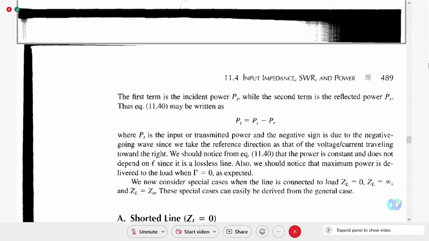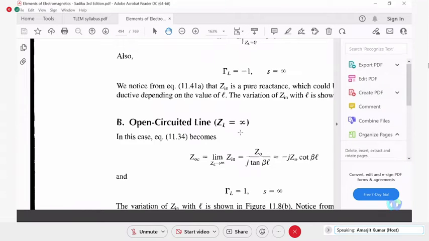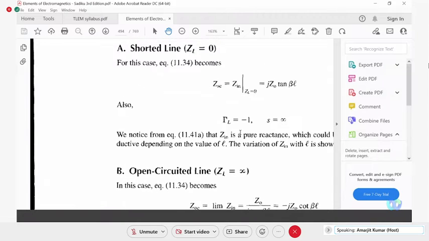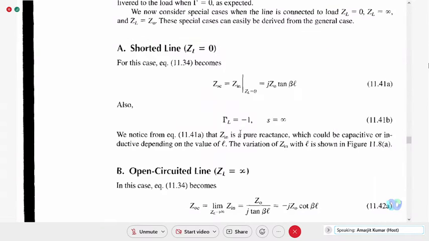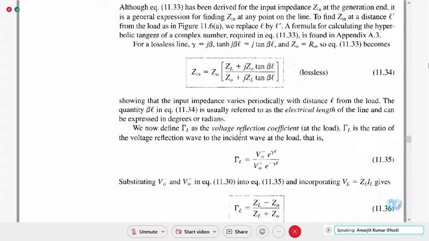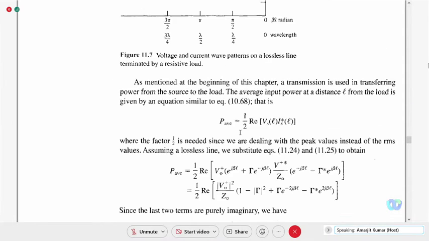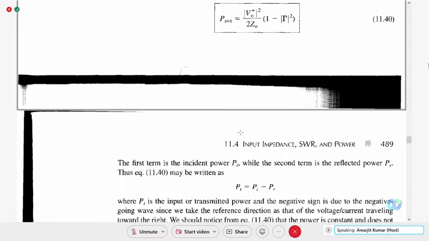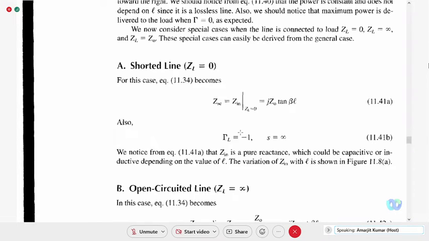so what will be the input impedance of the short circuited line? Z in for the short circuited line. So ZL is equal to 0. So if ZL is equal to 0, from this equation Z in will be equal to j Z naught tan beta L for the lossless transmission line. So for the lossless transmission line, the short circuited input impedance will be equal to j Z naught tan beta L.